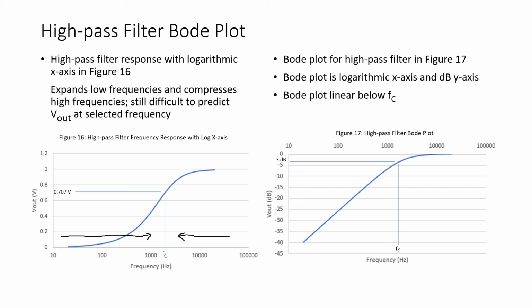So note, looking at the plot of figure 17, how linear this graph is in the data points below the cutoff frequency. It makes it much easier to predict the output at frequencies below the cutoff frequency. And this plot will have the same roll-off as the low-pass filter, -6 dB per octave and -20 dB per decade.